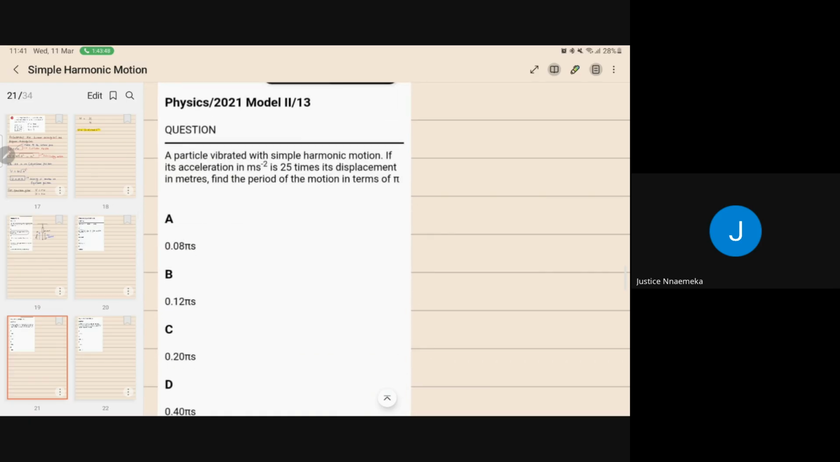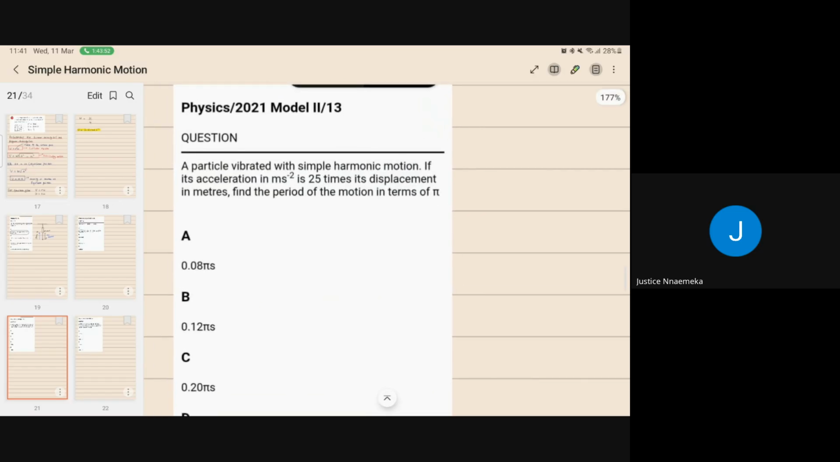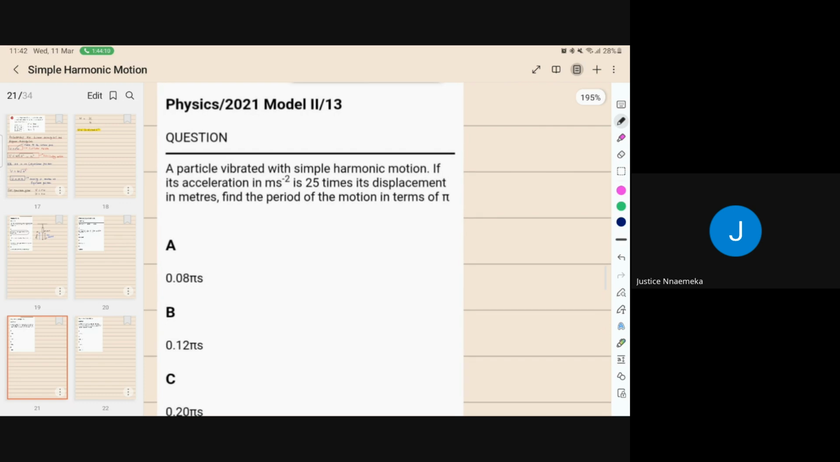So that said, the next one says a particle vibrates with simple harmonic motion. If the acceleration is 25 times its displacement in meters, find the period of motion in terms of pi. Now, this is related to what we also learned the other time.